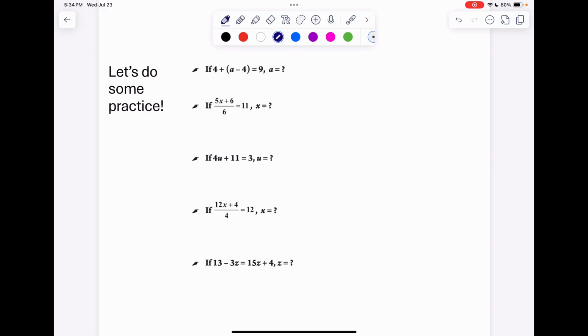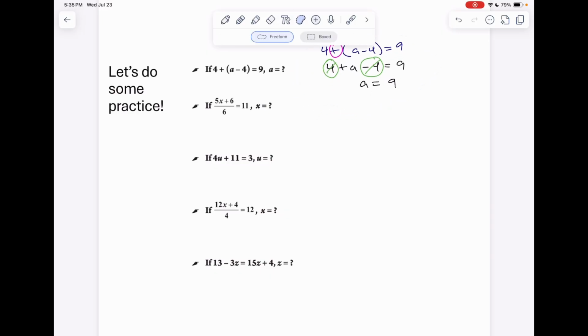So here we have, if 4 plus the quantity a minus 4 equals 9, and we want to solve for a, well, notice that this is just an addition sign here. So when we distribute it, it's not going to change the sign on anything that's inside. So we'll still end up with 4 plus a minus 4 equals 9. We'll combine like terms. Negative 4 and positive 4 are both constants. If I do 4 minus 4, they'll cancel each other out, and I'll get that a equals 9. That's for our first one, right?